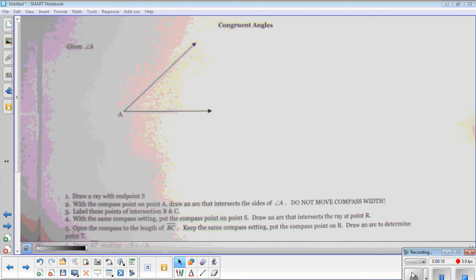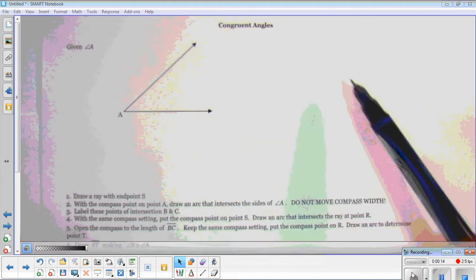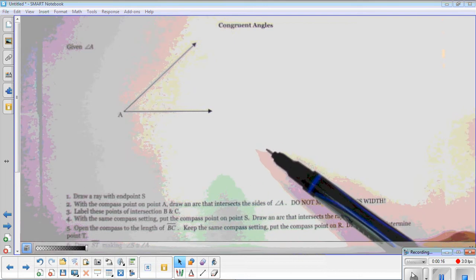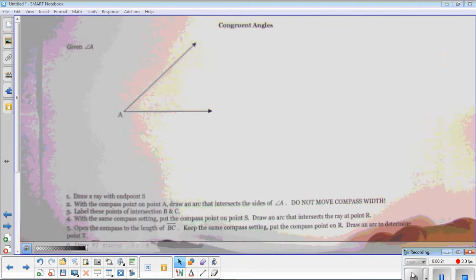This construction is congruent angles. We are going to make an angle congruent to angle A in this space off to the right. The directions are below. I'm going to be labeling and following along as we go.